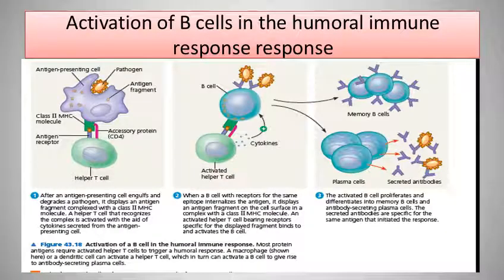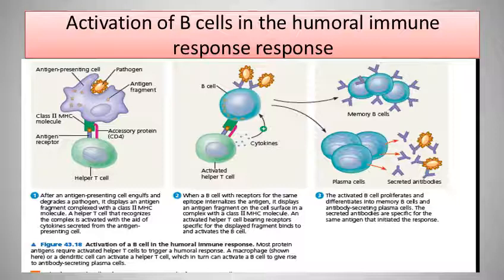Now, activation of B cells in the humoral immune response. So here we see the antigen presenting cell, the helper T cell binding to that, and the activated helper T cell. Once it binds to the B cell, it gets activated, the cytokines are produced, and then the B cell can... so the T cell can also activate the B cell. That's what we see in that particular chart.